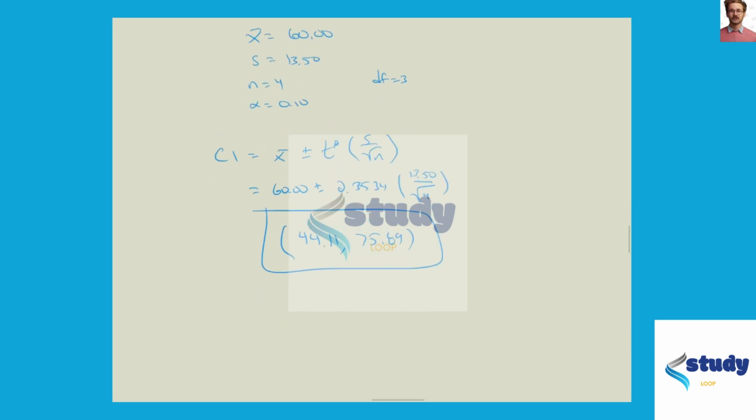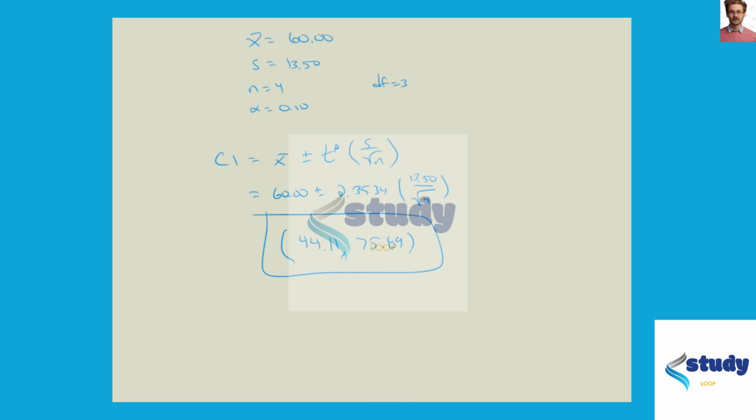The margin of error is the second portion of that confidence interval, and that is $15.89.